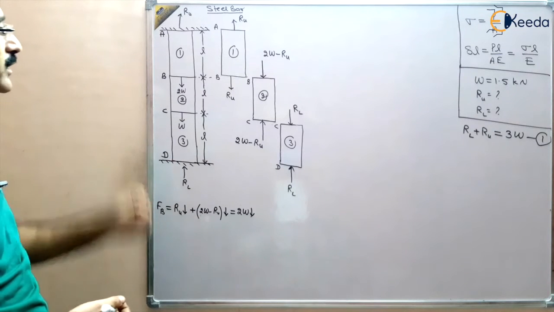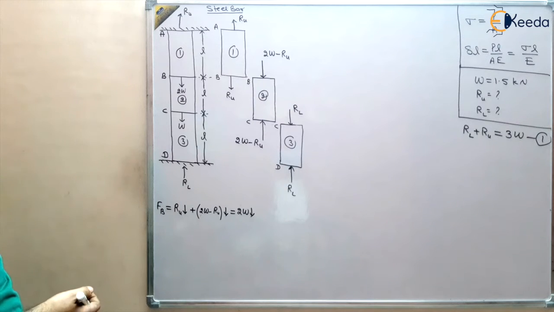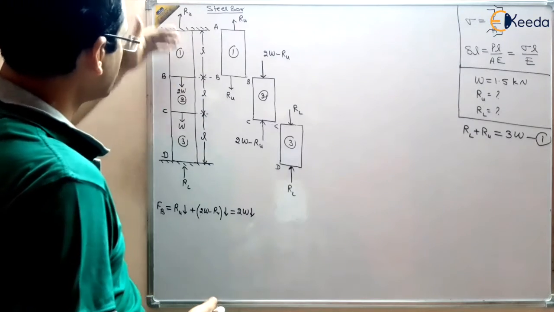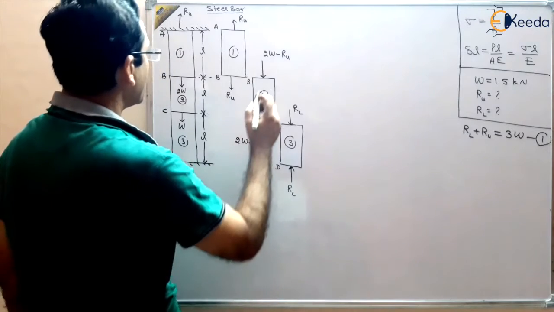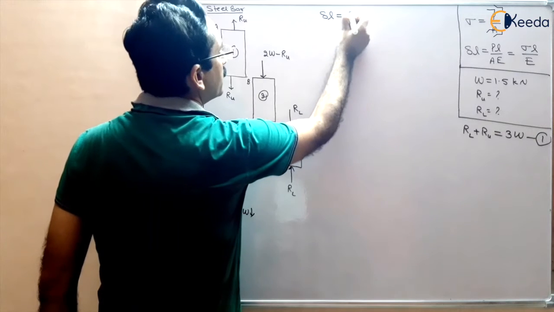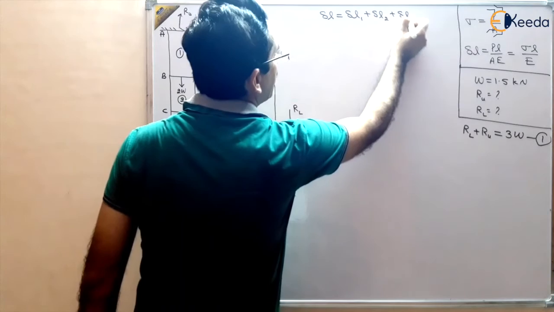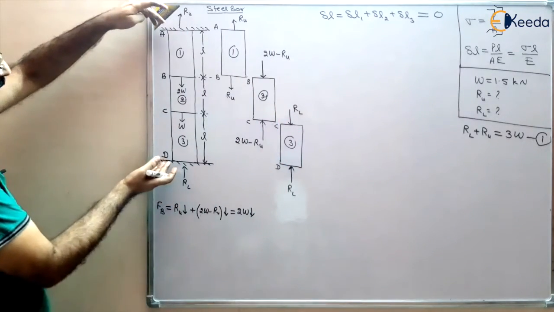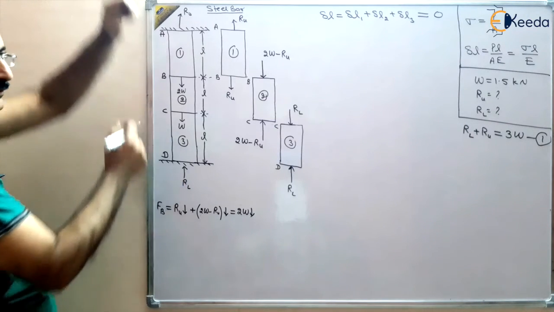And what we have to find out? The reactions RU and RL, right? So reactions we have to find out, and we know the compatibility equation, that the sum of the deformation in the total bar should be equal to 0. So we can utilize this concept that the delta L deformation in the total bar, by the principle of superposition, delta L1 plus delta L2 plus delta L3, should be equal to 0, because the body is fixed in the supports and there will be no deformation if there is no yielding of the supports, right?